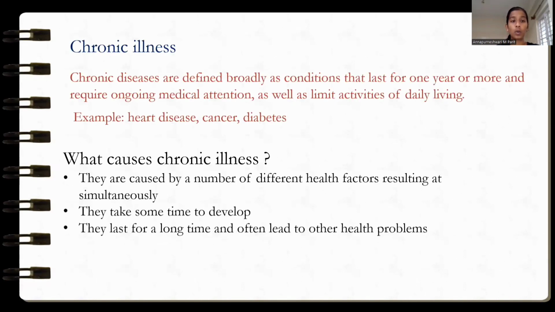Let us go through chronic illness. Chronic diseases are defined broadly as conditions that last for 1 year or more and require ongoing medical attention as well as limit activities of daily living. Examples of chronic illness are heart disease, cancer, diabetes, etc.